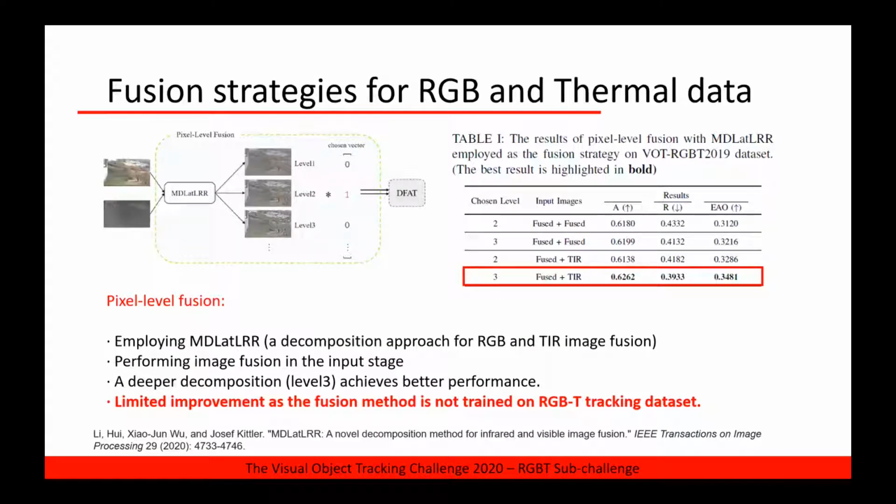To explore the fusion strategies, we first employ a decomposition method for RGB and thermal image fusion at the pixel level. The fusion method emphasizes multi-layer low-rank decomposition. And from the results in table 1, we can find that a deeper decomposition in pixel level fusion can achieve a better performance.